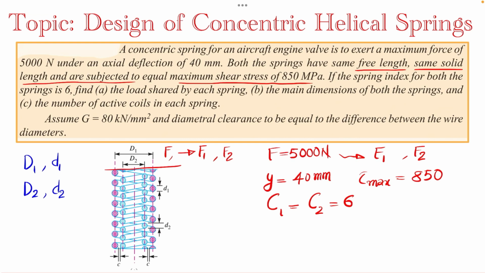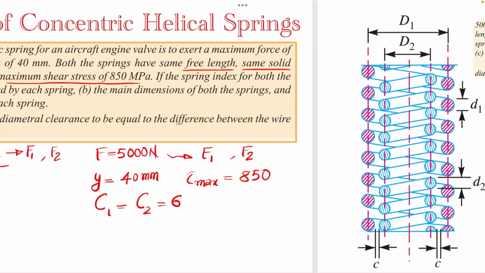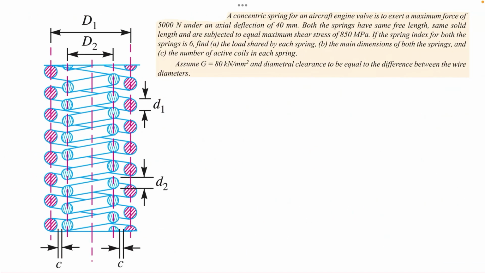Then we need the main dimensions of both the springs, that is the wire diameters d1, d2, the coil diameters capital D1, capital D2, and the active coils, that is i1, i2. Also, the diametral clearance is to be equal, and it is equal to the difference between the wire diameters. It is given like this, so we will be solving according to this. Here you can see an enlarged image.